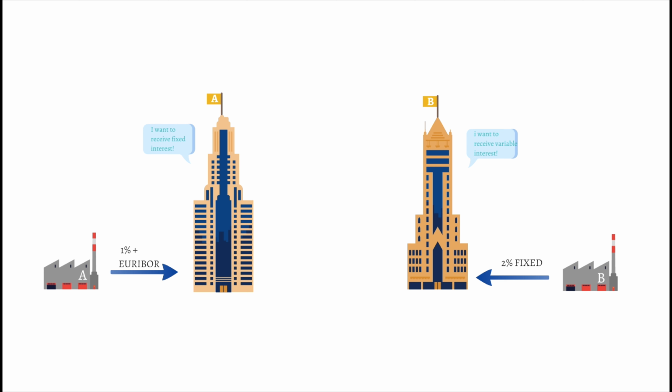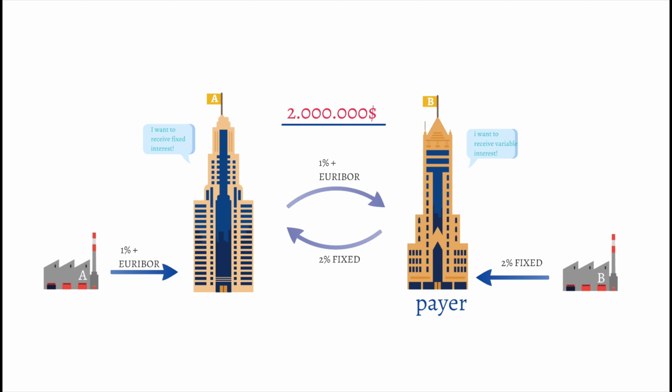So, the two banks decide to enter into an interest rate swap transaction. The amount of the interest rate swap is based on an agreed sum. The two banks agree on a swap amount of $2 million. The interest rate is then calculated from this amount. Bank A now pays Bank B the variable interest rate, that is, 1% plus Euribor, and in return receives the desired fixed interest rate of 2%. Since Bank B pays the fixed interest rate, Bank B is referred to as the payer in technical terms, while Bank A, which pays the variable interest rate, is referred to as the receiver.